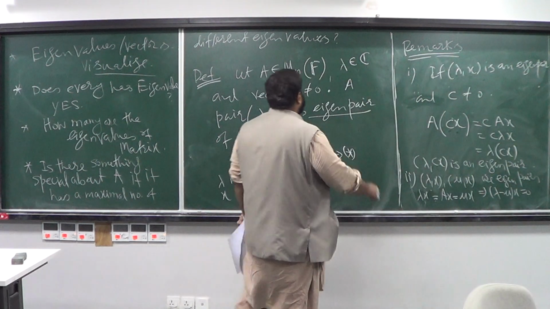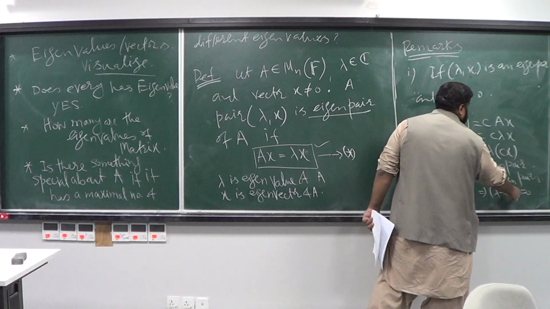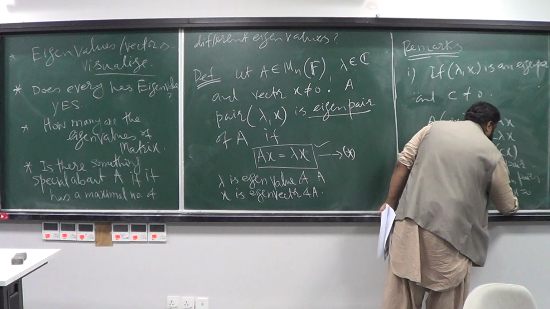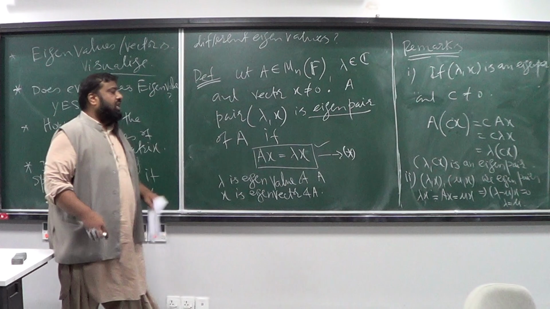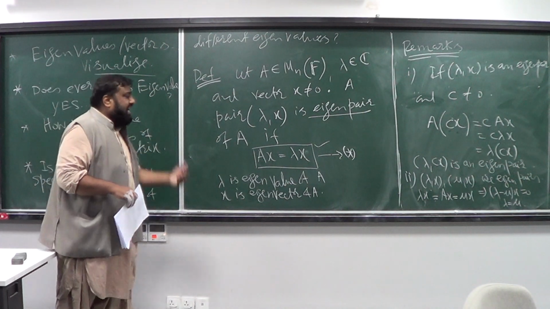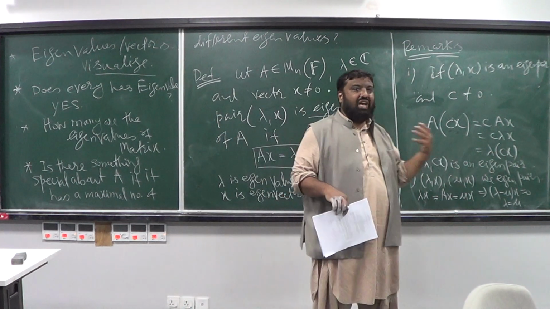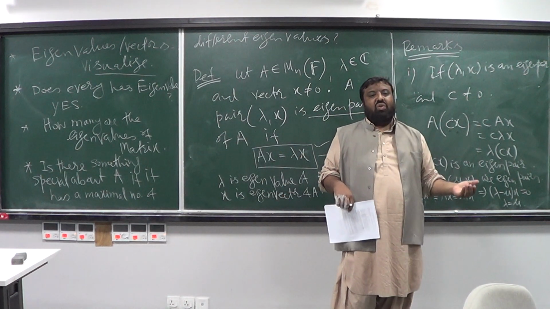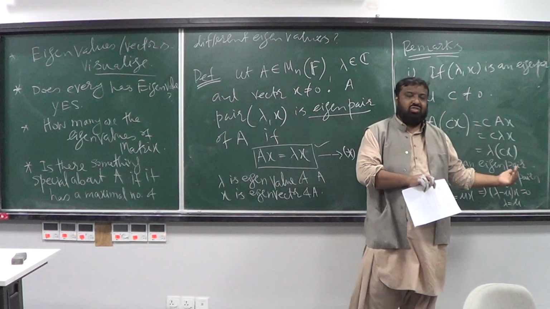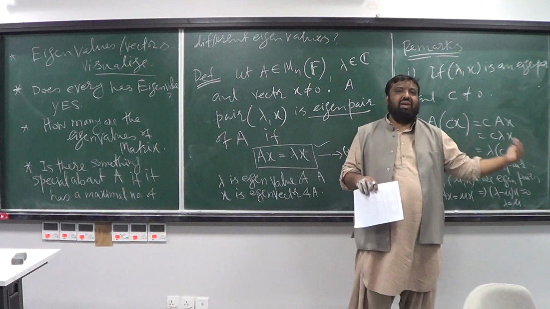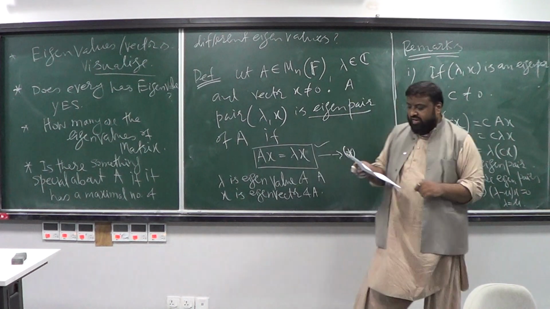But since x is non-zero, what follows from here is that lambda minus mu must be 0, and hence lambda must be equal to mu. So what does this show? An eigenvector corresponds to only one eigenvalue, while one eigenvalue can correspond to many eigenvectors. So corresponding to one eigenvalue you can have many eigenvectors, but corresponding to one eigenvector you can always have only one eigenvalue.